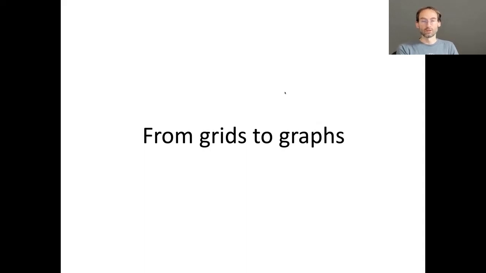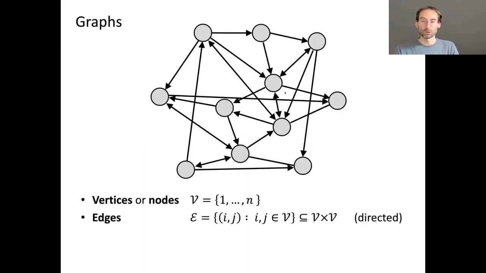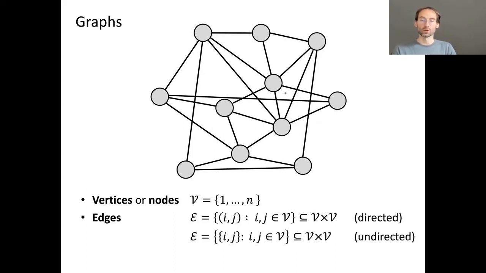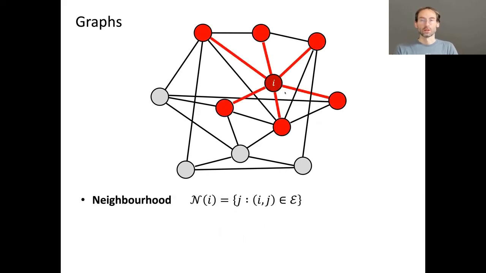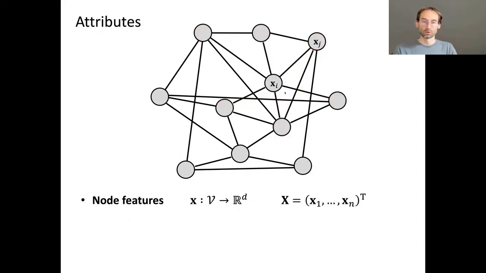And graphs in general, you can think of them as a collection of nodes and edges. So edges are ordered pairs of nodes if the graph is directed, or unordered pairs of nodes if the graph is undirected. So we can talk about neighbors, basically all the nodes that are connected by edges to a given node. And the degree of the node is the size of this neighborhood.